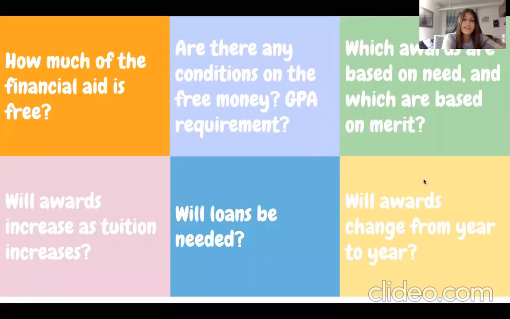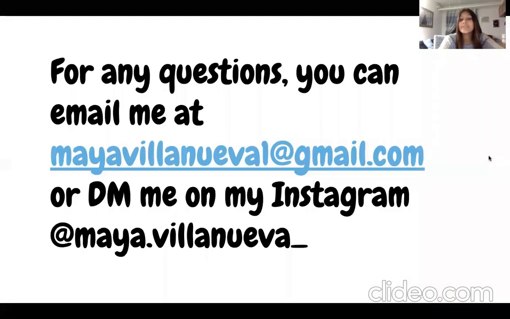When you're looking through the offers they're going to give you and comparing different grants, loans, and scholarships, these are some questions you want to keep in mind: how much of the financial aid is free, will awards increase as tuition increases, are there any conditions on the free money, like a GPA requirement, will loans be needed, which awards are based on need and which are based on merit, and will awards change from year to year? So that's basically it.